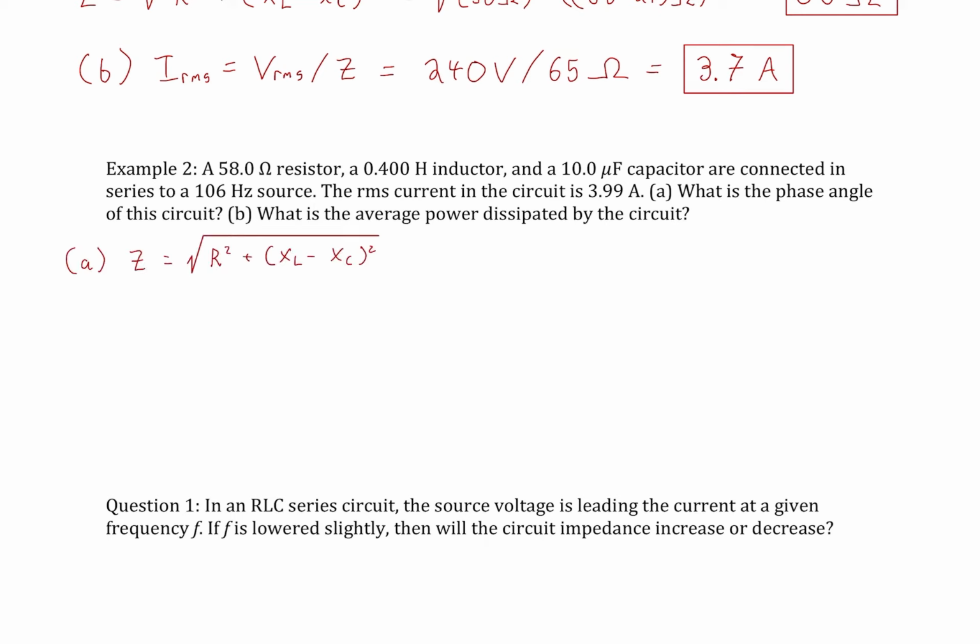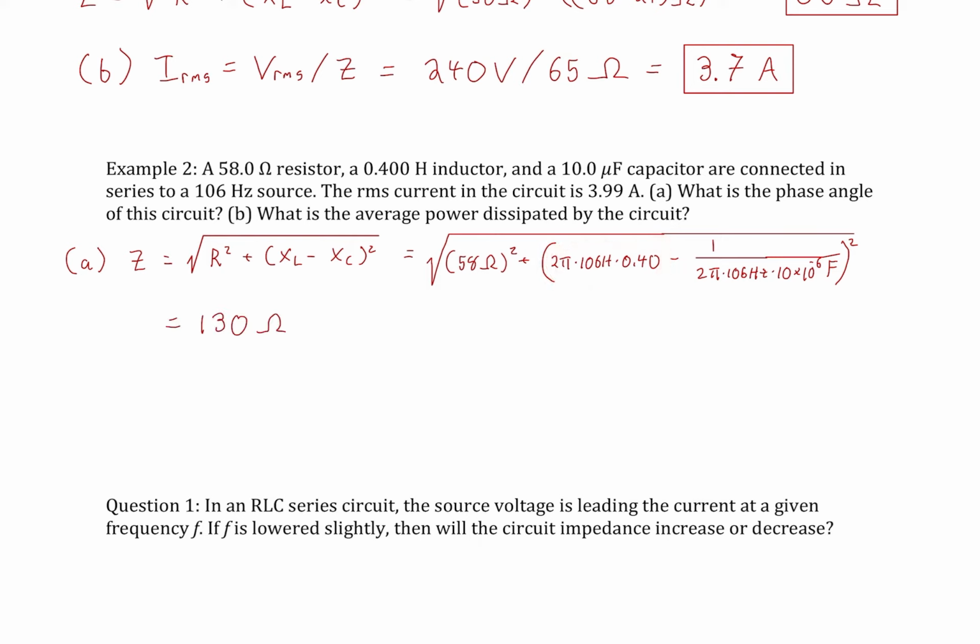Okay, so let's go ahead and find the impedance based on what we were told. We're just plugging in the values here. Notice that I had to combine everything in here. So instead of solving for the reactance as a first step, I just combined it within the formula, and we get an impedance of 130 ohms.